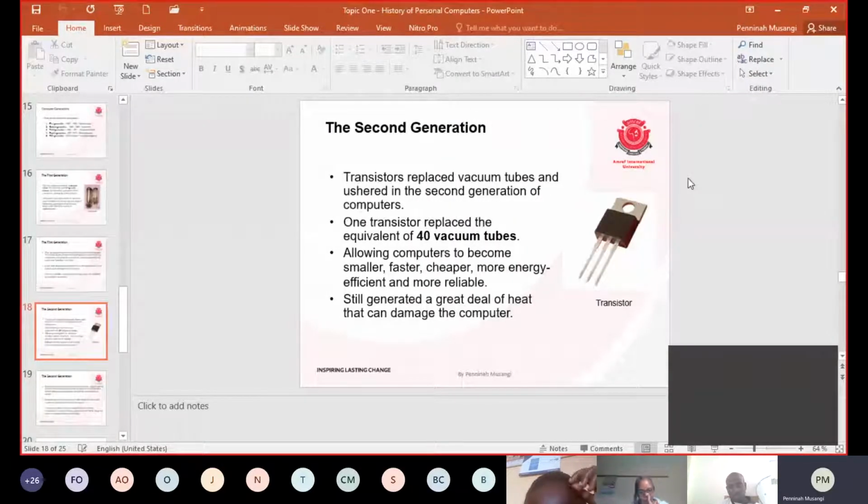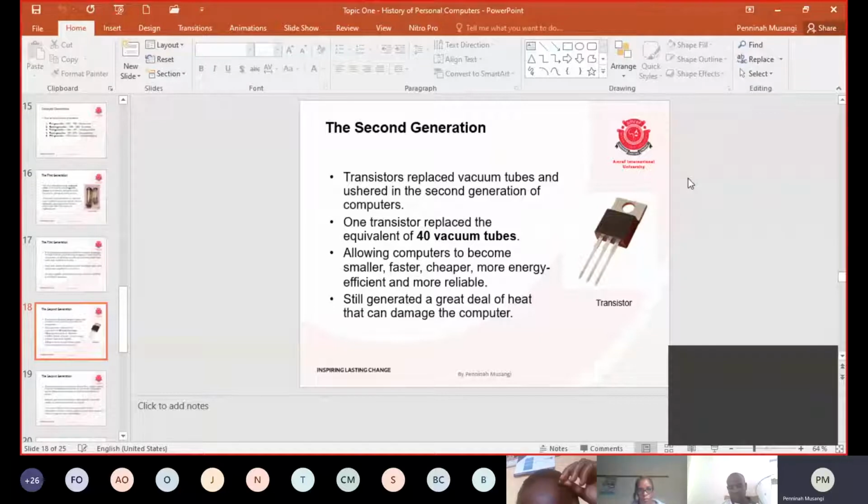Looking at the second generation computers, now we add transistors. Transistors replaced vacuum tubes for circuitry. And one transistor replaced the equivalent of 40 vacuum tubes. So you eliminate 40 vacuum tubes with one transistor, another 40, one transistor. You can see that also reduced the size, because where 40 vacuum tubes could fit, one transistor was used. So this allowed computers to become smaller, faster, cheaper, more energy efficient and more reliable.